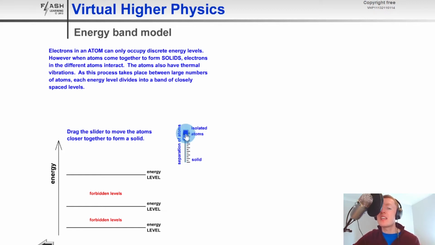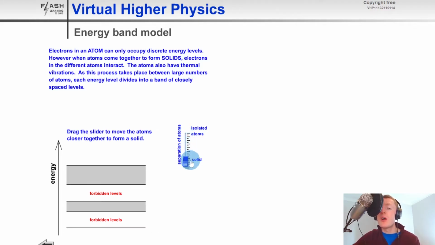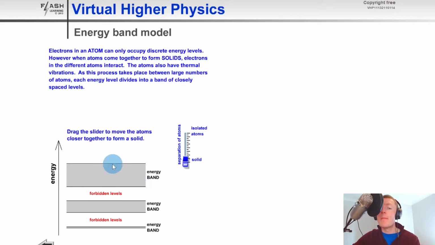Well, you'll notice as I move the slider here, going from isolated atoms to a solid, our energy levels get formed into bands known as energy bands. And that's because the electrons in this whole solid material now can exist in these energy bands.